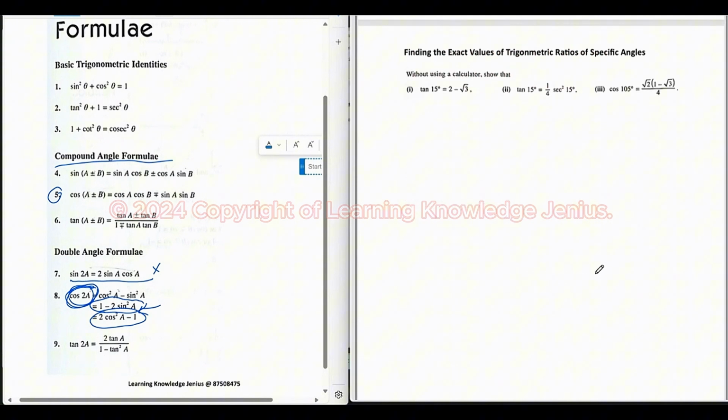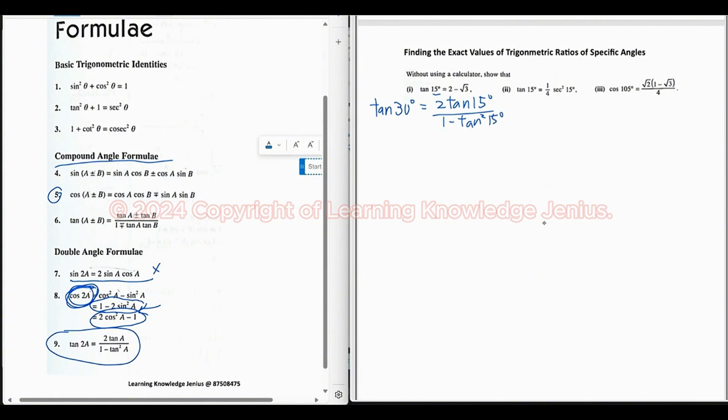Okay. So tangent is something I haven't shown you, so I will show you the tangent in this case. Tangent 15 degrees. Obviously we are using the double angle formula. You can tell that 15 degrees is half of 30 degrees, so I will use the formula: tangent 30 degrees is equal to 2 tangent 15 degrees divided by 1 minus tangent square 15 degrees.